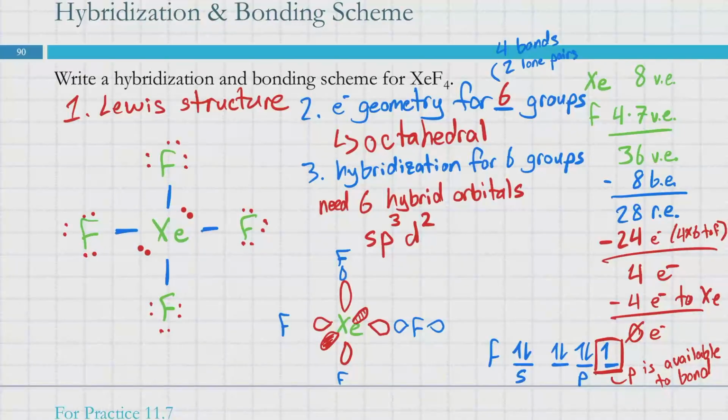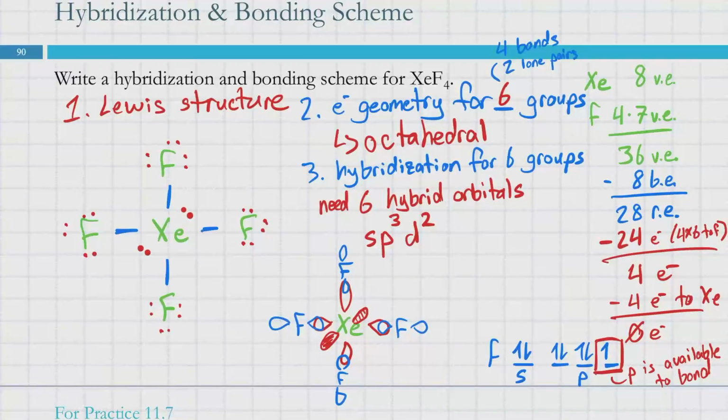So give them their little peanut-shaped orbitals. They should actually be overlapping. So it looks something like that.